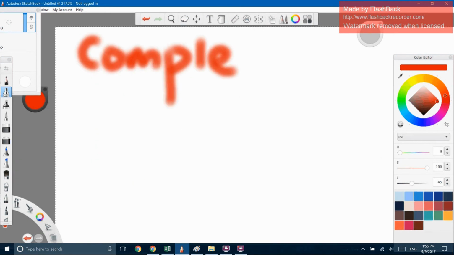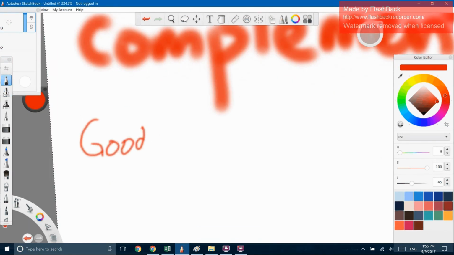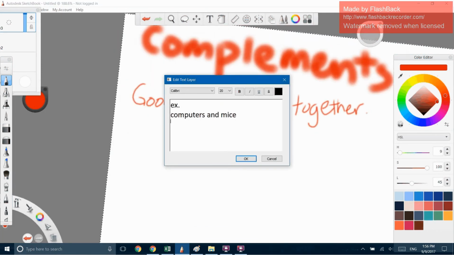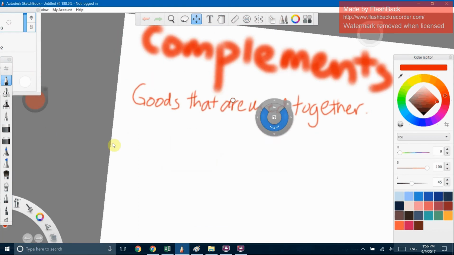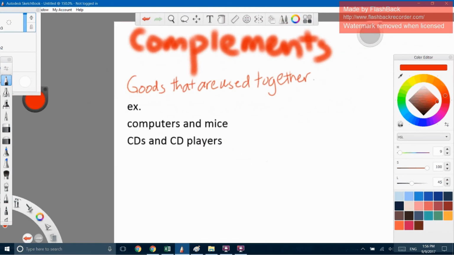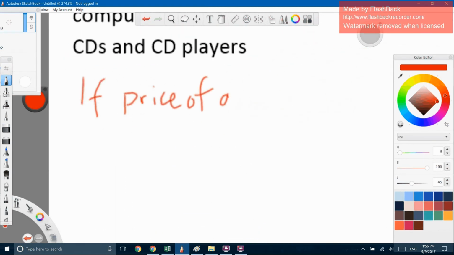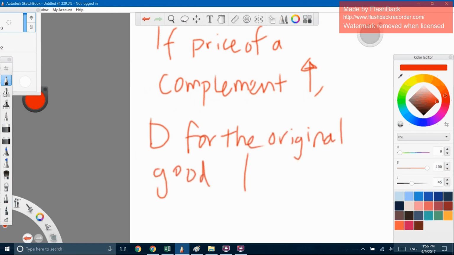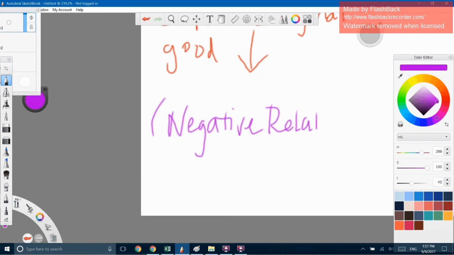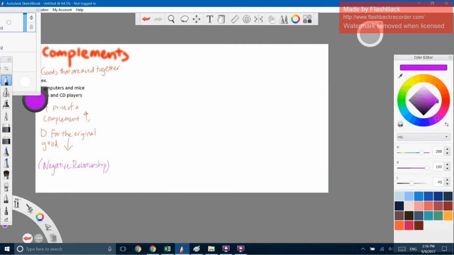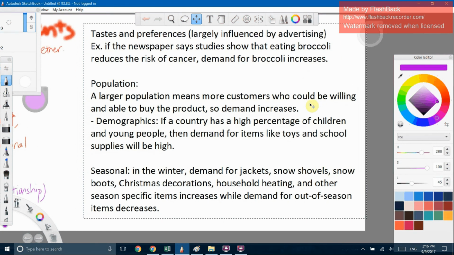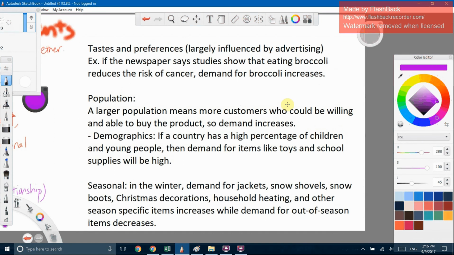The next factor is complementary goods, and these are goods that are usually used together, like coffee and coffee makers, or pillows and pillowcases, CDs and CD players, computers and keyboards, all that kind of stuff. So if the price of a complement increases, then demand for the original good will decrease, and there is a negative relationship, which also makes sense because you would have to buy the complementary good to use the first good, or vice versa, and then if it's more expensive, then you don't want to buy it.